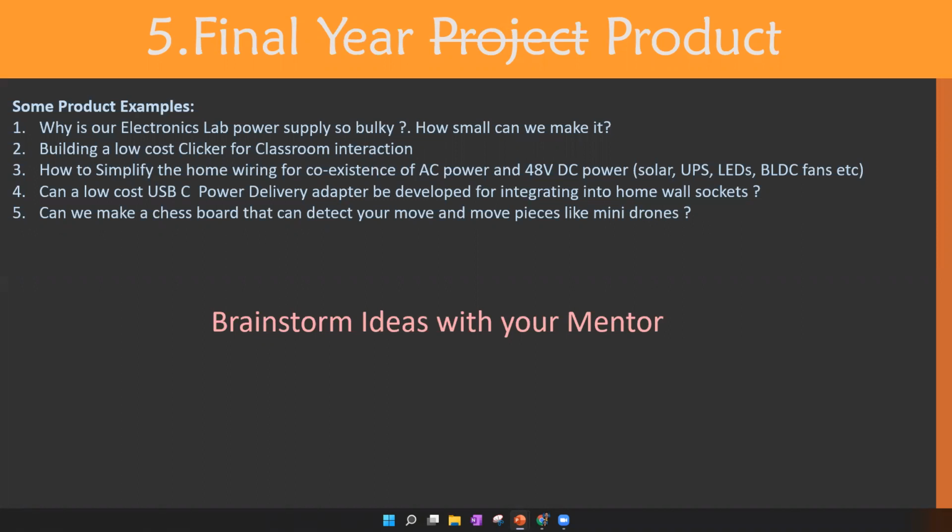I play chess, and I'm curious. Can we make a chess robot which can detect your move and also move pieces like mini drones?